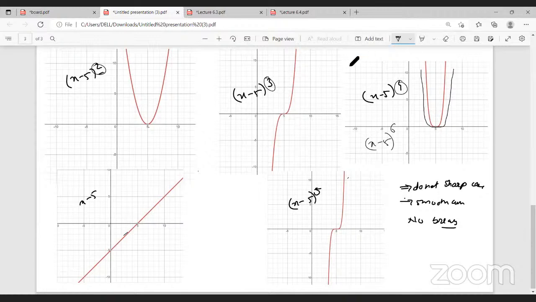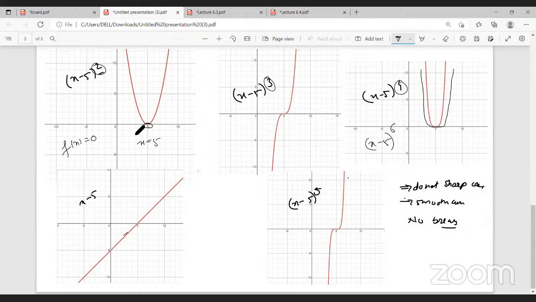So now, what is the zero of the polynomial here? On the Cartesian plane, where the graph crosses the x-axis, the value of x at which we get f(x) equal to 0. So here you can see that x equal to 5 is the zero of this polynomial.